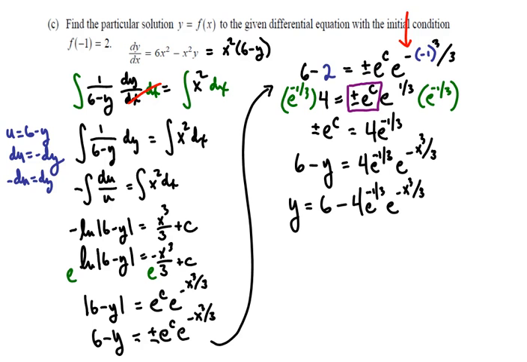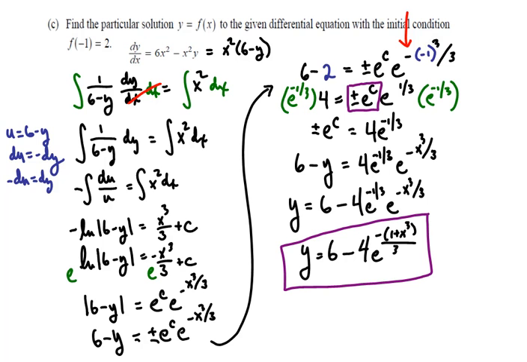Now I'm ready to simplify the e to the negative 1/3 times e to the negative x cubed over 3, and that would be y is equal to 6 minus 4 times e to the negative quantity 1 plus x cubed over 3. And that's the final answer.